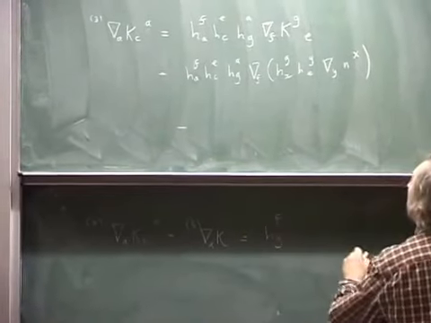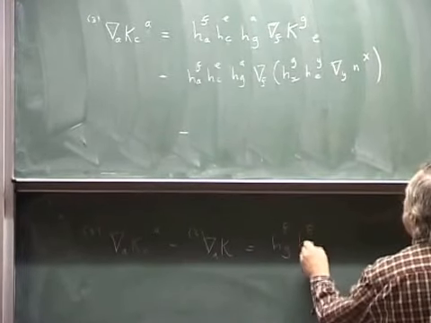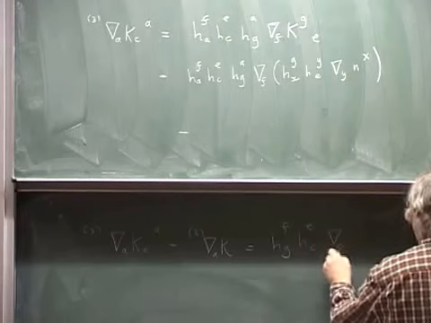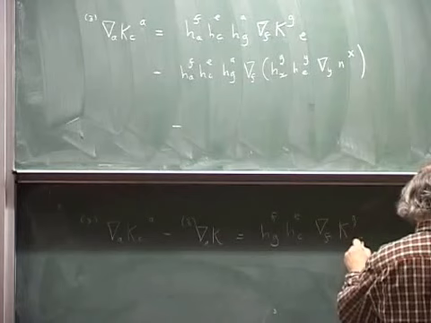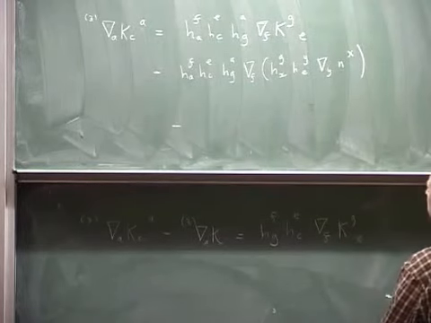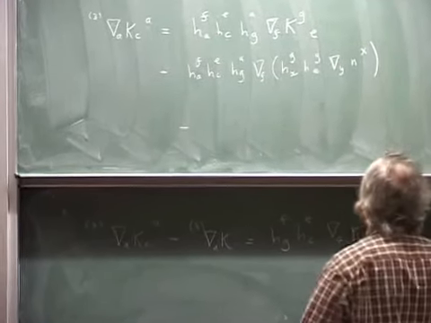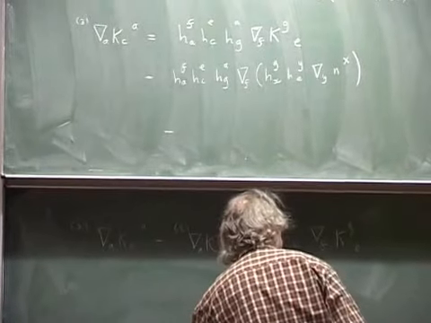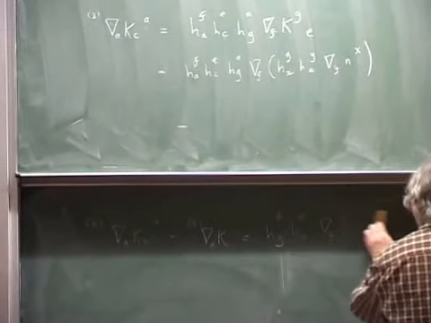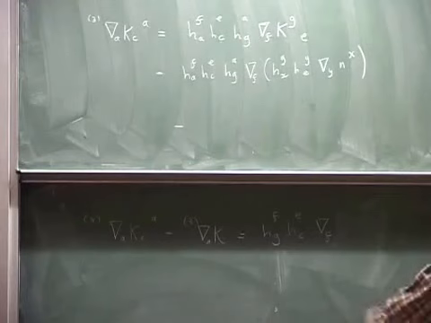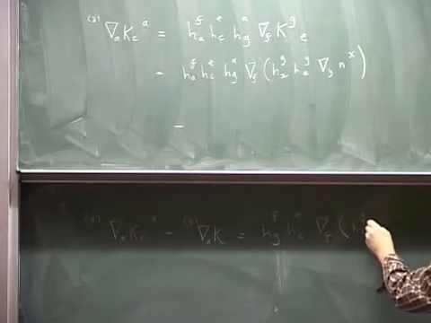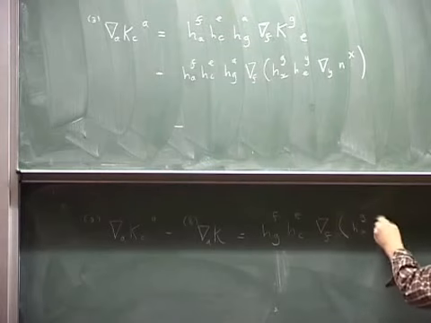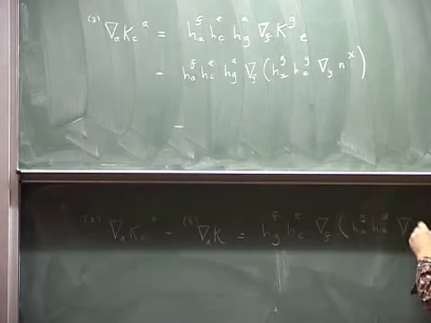h^{FG}, h^{EC} del F of K_{GE}. What am I talking about? It's nonsense. It's not what I wanted to write down. Well, it's not nonsense, it's just not what I wanted to write down. I want to do this in terms of the h's. h^{XG} h^{EY} del Y of n_X.